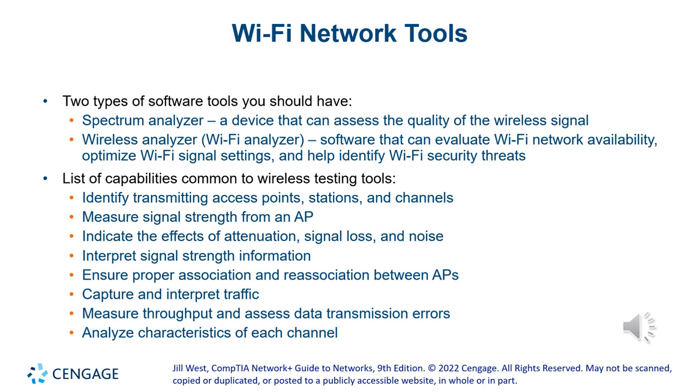Announcing that it has it, but one is stronger than the other one. So of course, my device will probably connect, most likely, and by design, it will connect to the one with the strongest signal. But you can see that with a wireless analyzer. Some of these tools analyze the access points, the stations, the channels. It will measure the signal. It will show any signal loss, any noise. It will give you all the information.